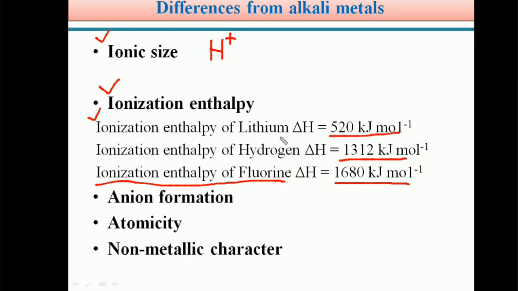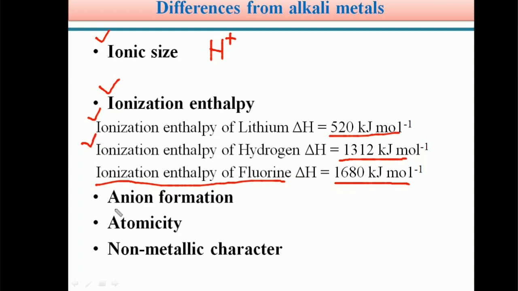When you compare hydrogen's ionization energy with alkali metals, hydrogen's ionization energy is high, whereas the alkali metals' ionization energy is low. That's why alkali metals are used in the phenomenon of the photoelectric effect. So alkali metals have low ionization energy, but hydrogen has higher ionization energy.